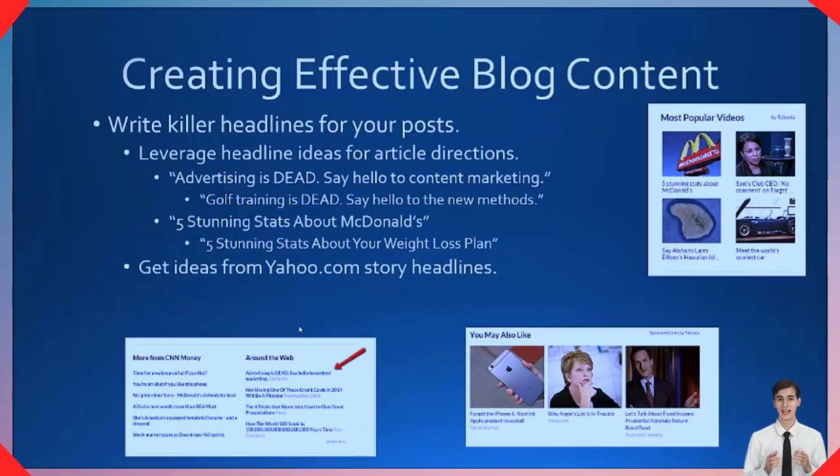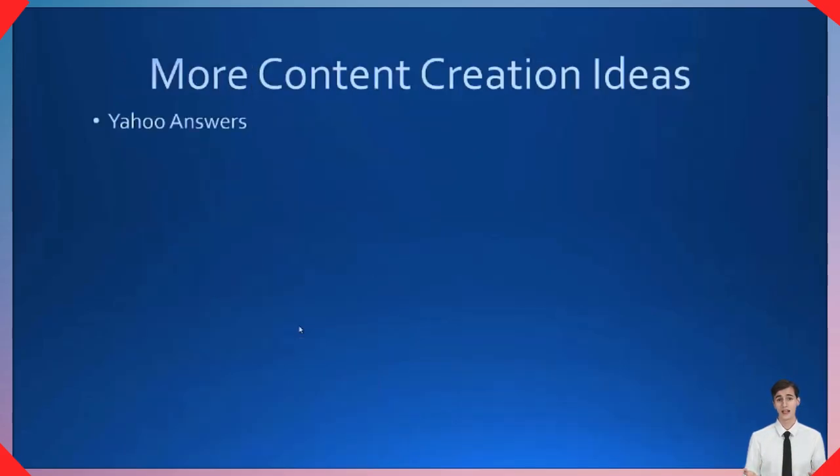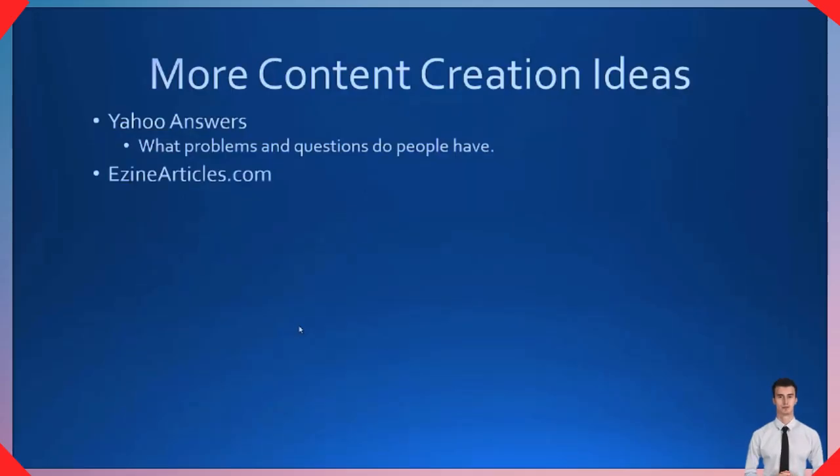You could also get ideas from yahoo.com story headlines. They do a great job with this. And get ideas from headlines found in the content ads on the major websites, as I pointed out, like CNN.com, for example. Yahoo Answers is another content creation idea. What problems and questions do people have in your niche? And then you could actually go out and solve those problems that they're having. Ezine articles is another great place to find good content that people are writing and creating content on.